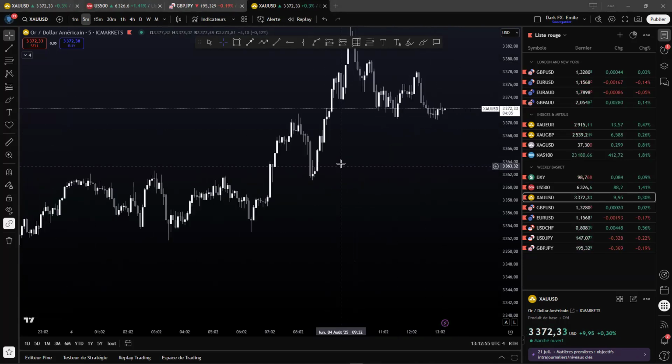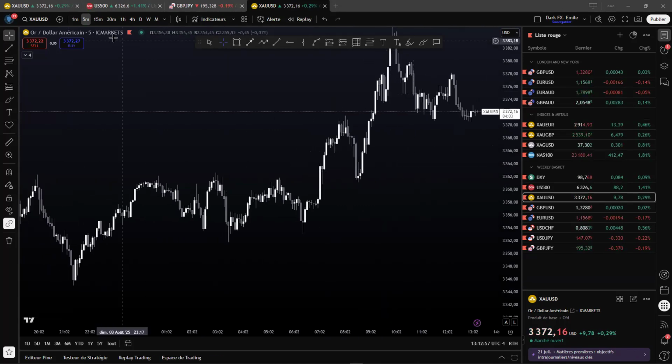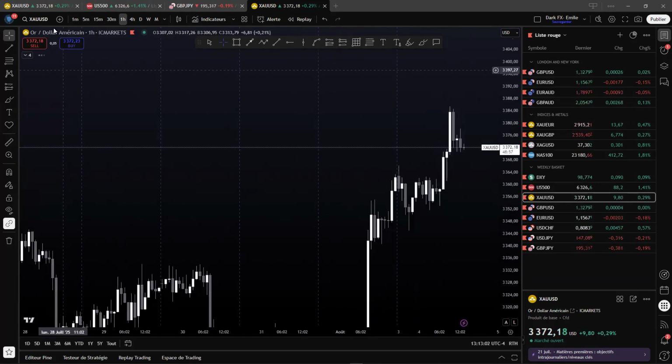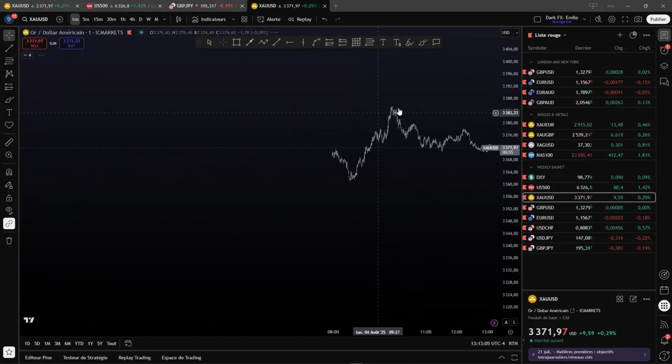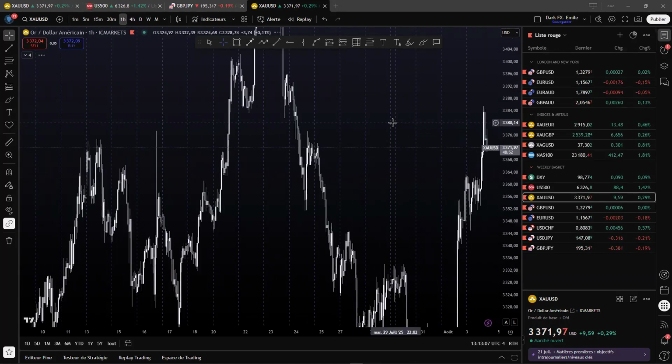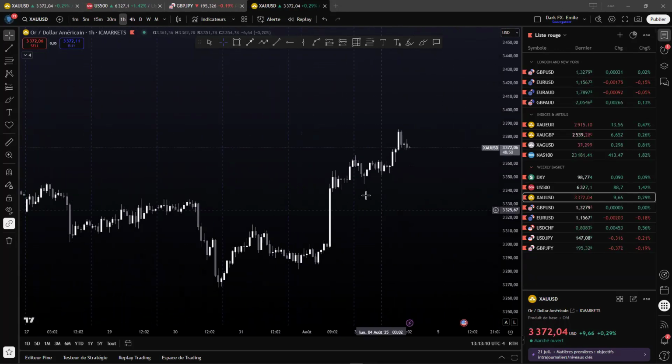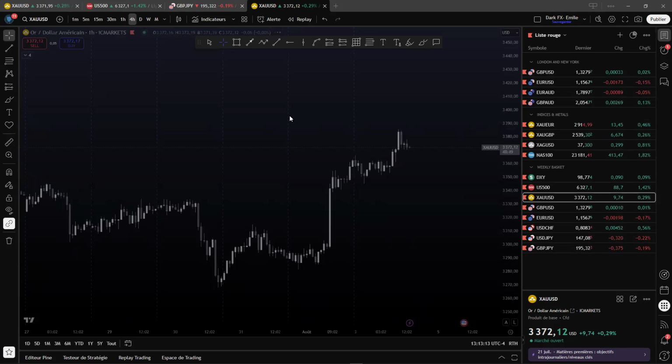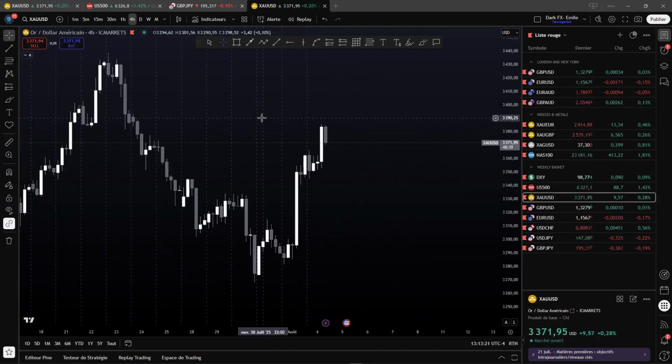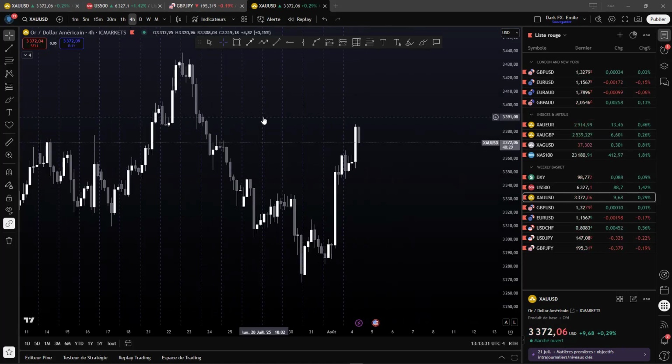So market structure is simple. Here I'm on M5. I can go on M1, I can go on H1, I can go on H4. I think you all know what a time frame is. Whatever I choose, market structure looks the same. It's fractal. So the way you find the break of structure, swing highs and swing lows, fake outs and breakouts is the same way.